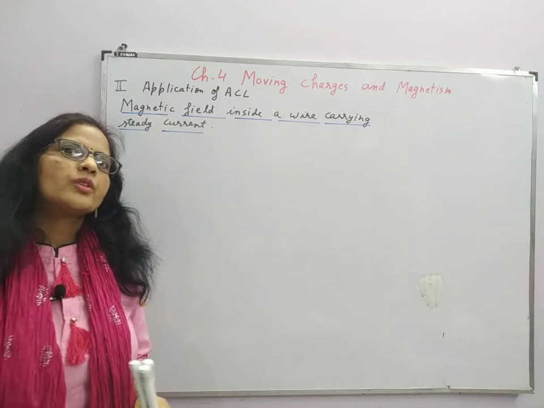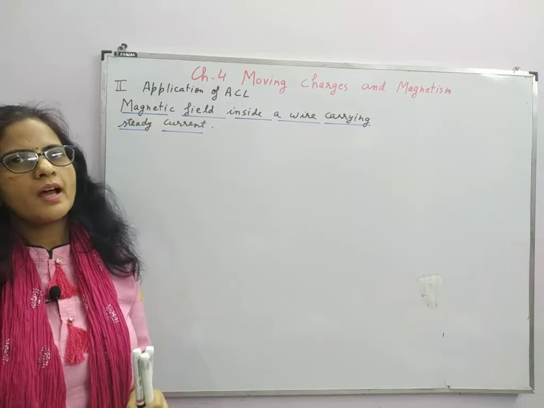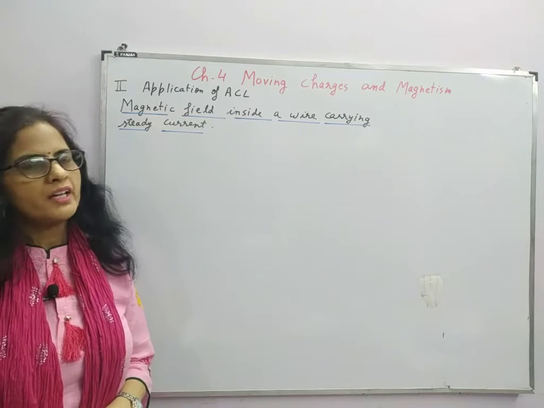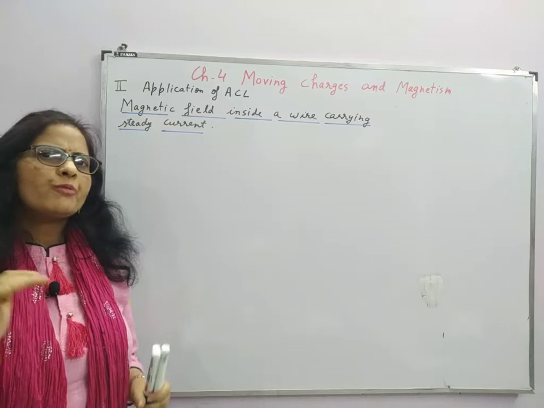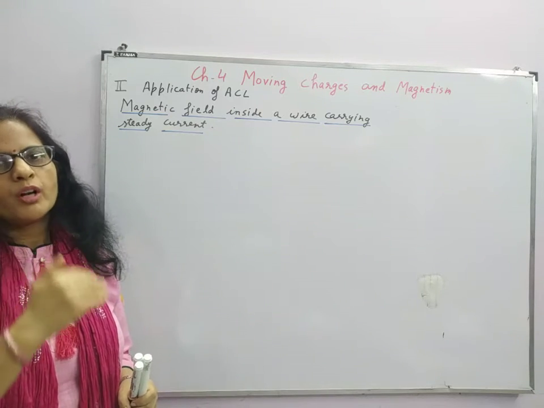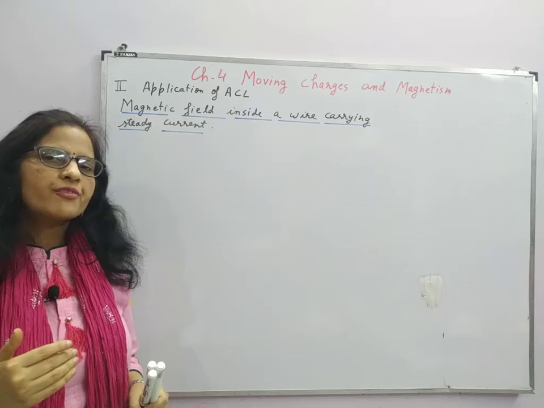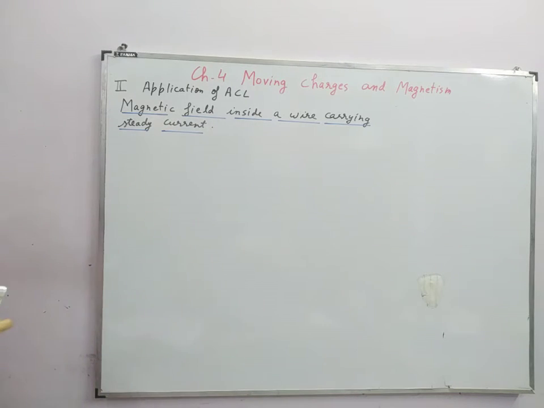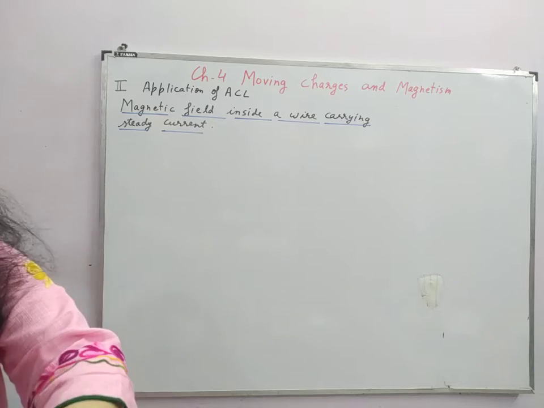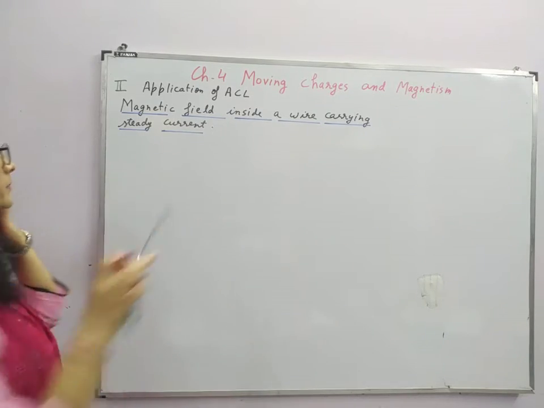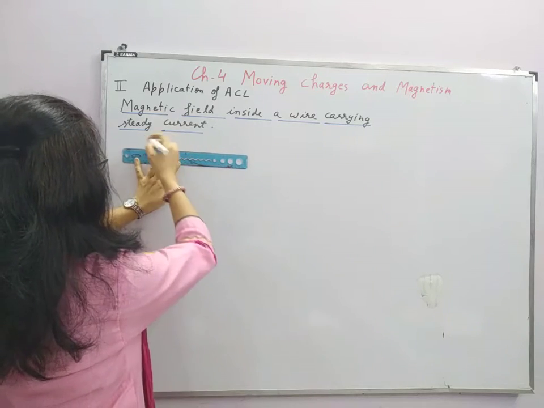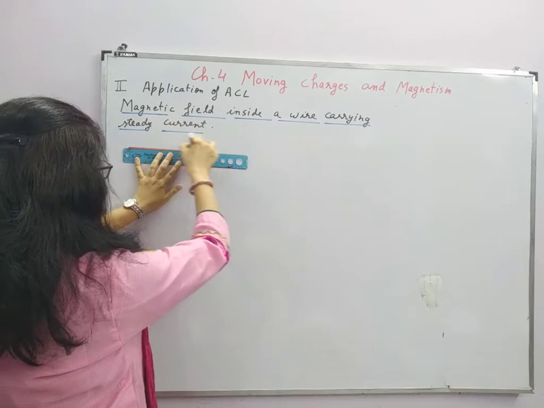Hello everyone. Today we will discuss the second application of Ampere's circuital law, that is, the magnetic field due to a wire carrying steady current. So we'll find the magnetic field at a point inside, on the surface, and outside it, right? For that we'll have to consider a straight wire carrying current. We'll consider different diagrams for the magnetic field at different points.